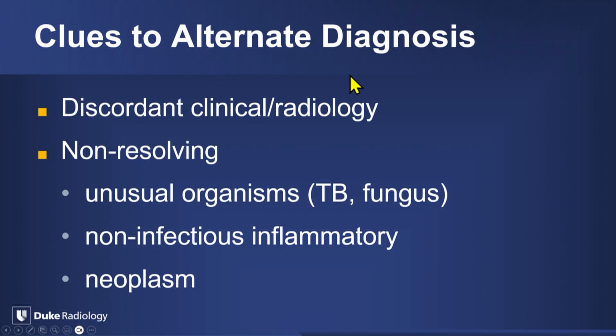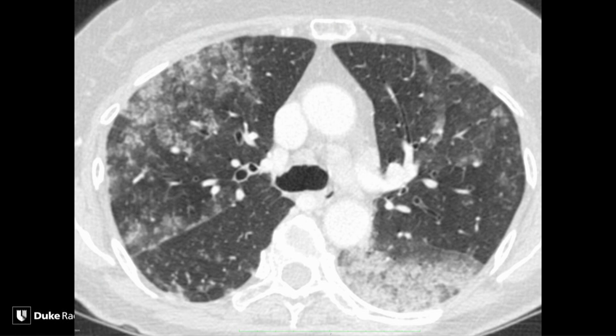So the clue here that suggests an alternate diagnosis is non-resolution, right? But non-resolving pneumonias, we think about unusual organisms like TB or fungus or non-tuberculous mycobacteria, et cetera. Non-infectious inflammatory conditions, vasculitides, et cetera. And then neoplasm. So let's come back to the CT scan here.